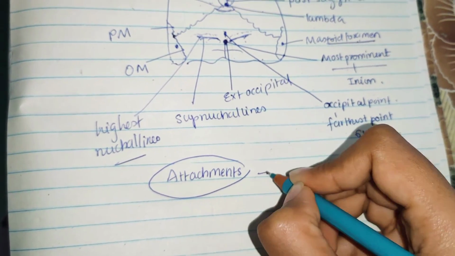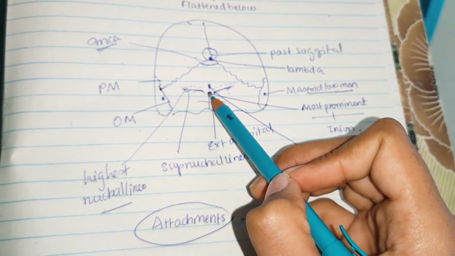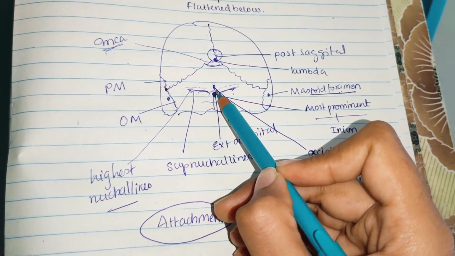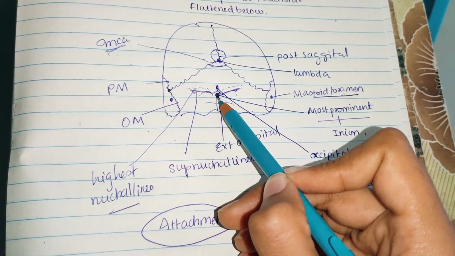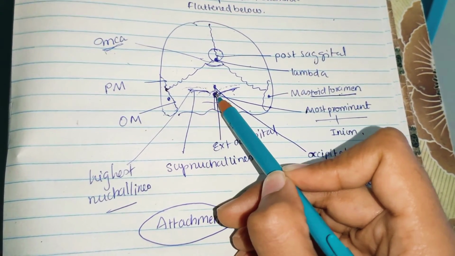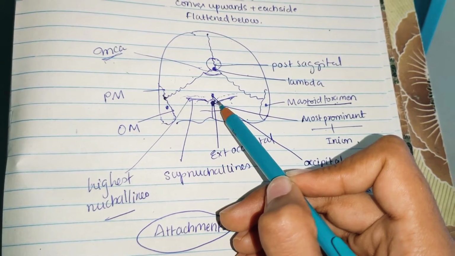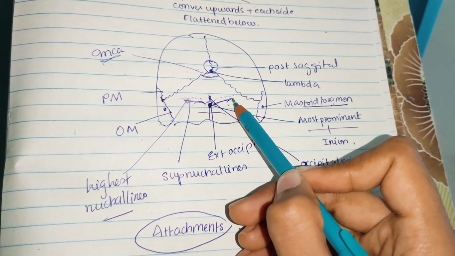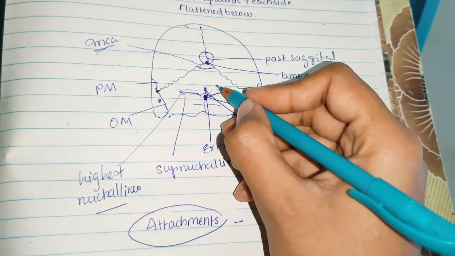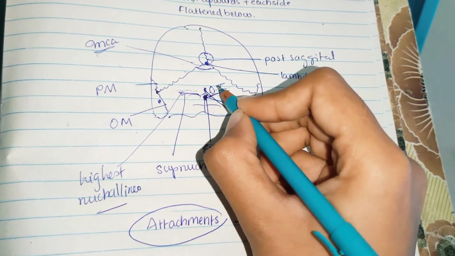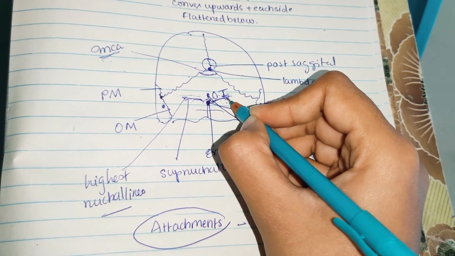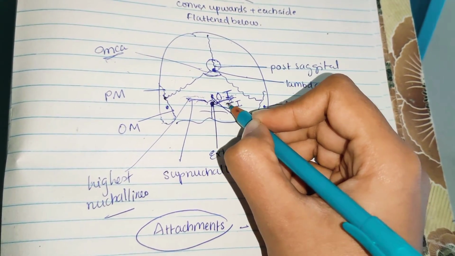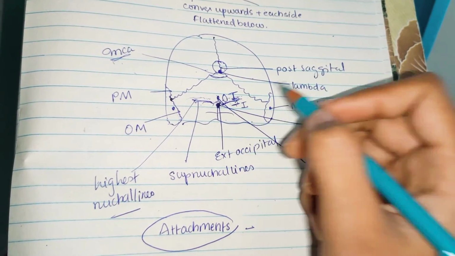So now let's see the attachments. What are the attachments? The upper part of the external occipital protuberance gives origin to the trapezius muscle, and the lower part gives attachment to the ligamentum nuchae. So trapezius, ligamentum nuchae. The medial one-third of the superior nuchal line gives origin to trapezius, whereas the lateral part gives insertion to sternocleidomastoid. So remember, lateral part insertion, medial part origin to trapezius, here insertion to sternocleidomastoid. And below there is also insertion of splenius capitis muscle.